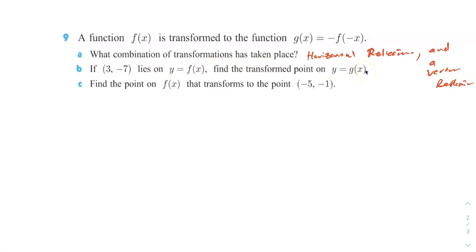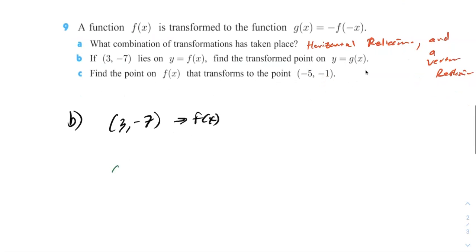B, if 3, negative 1 lies on the graph of this, transformation of the point y equals g of x. So it's the same thing we just did. If this point is in f of x, they want to know what point is in g of x. What does g of x do to f of x? It multiplies the outside by negative 1, and it divides the inside by negative 1. Right? So inside divided by negative 1, multiplied by 1 over negative 1. Outside times negative 1. So we get the point negative 3, 7.